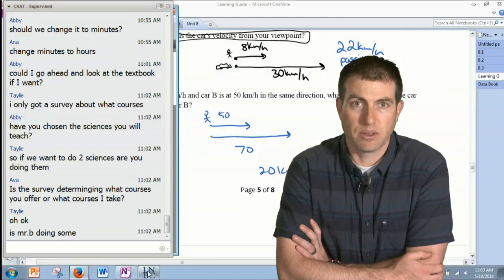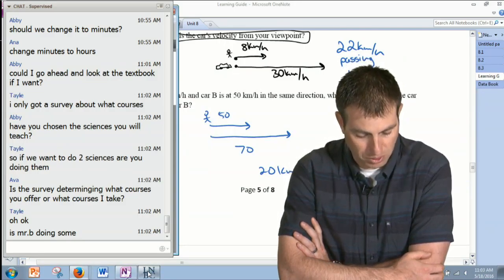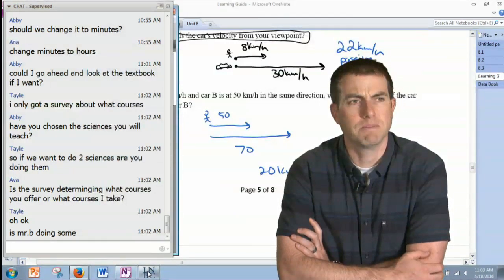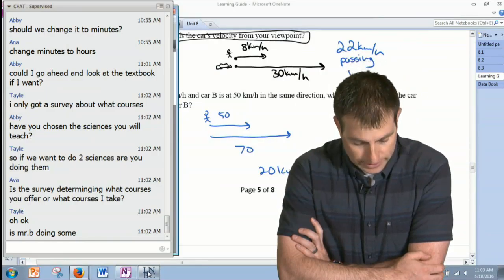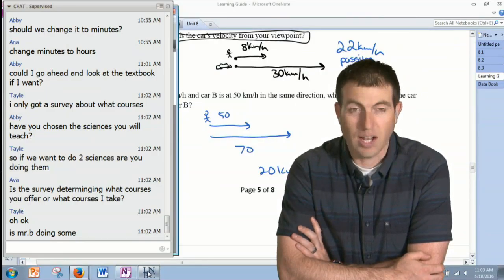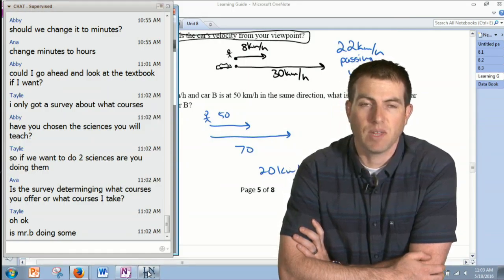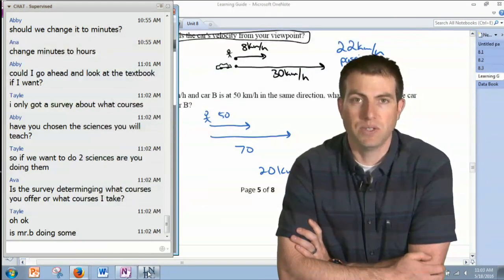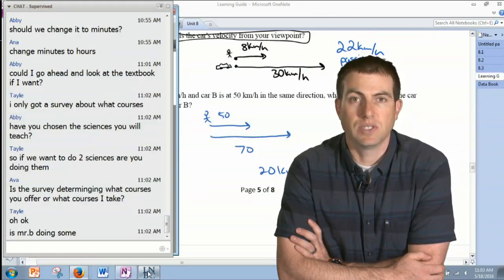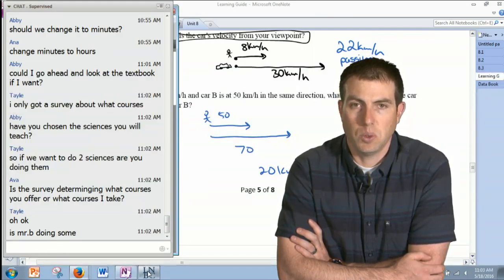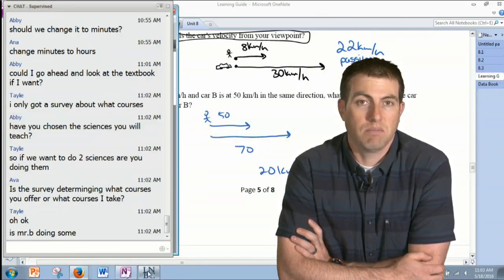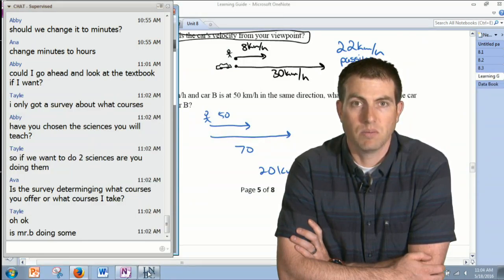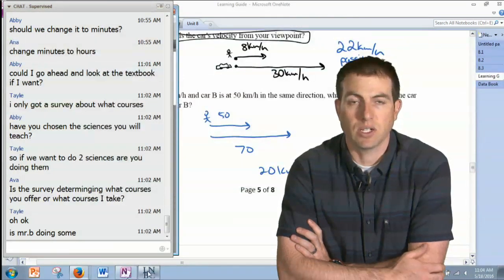If you wanted to take 3, you'd likely do a couple through Central, more correspondence style than what we've been doing. Is the survey determining what courses you offer? A bit of both, Ava. If everybody decides they want Physics 11, then I'll teach Physics 11. If only one person wants Physics 11, then we're not going to teach it. You'll have to take a correspondence.